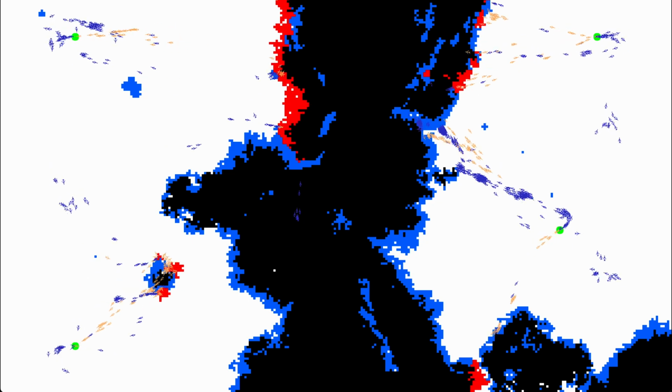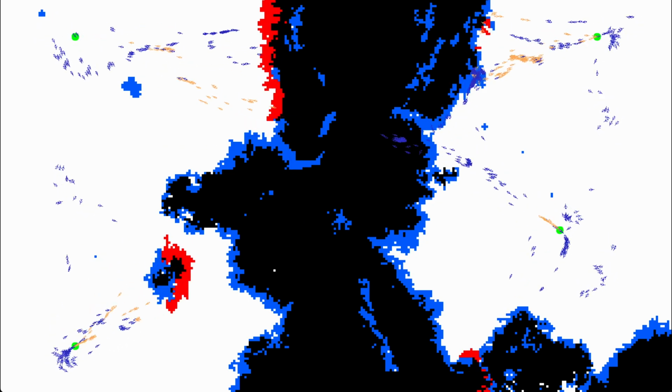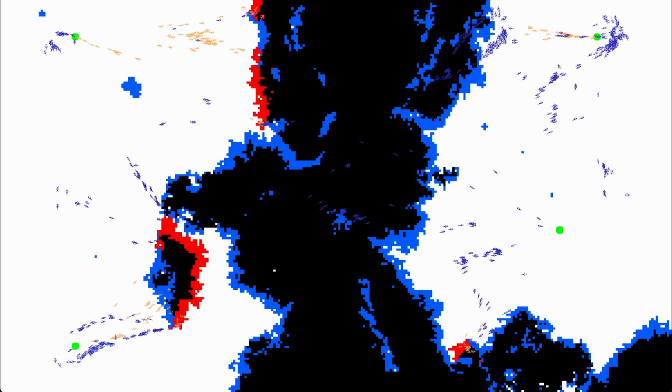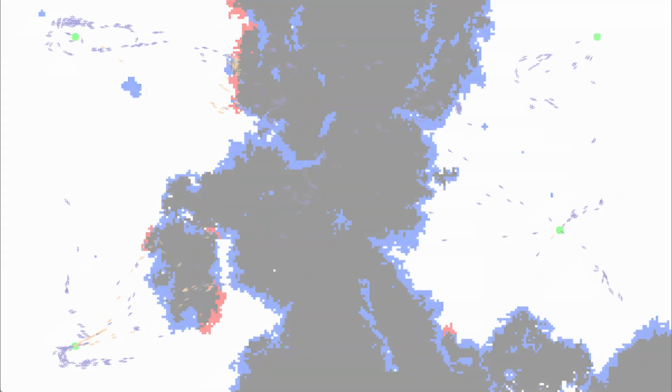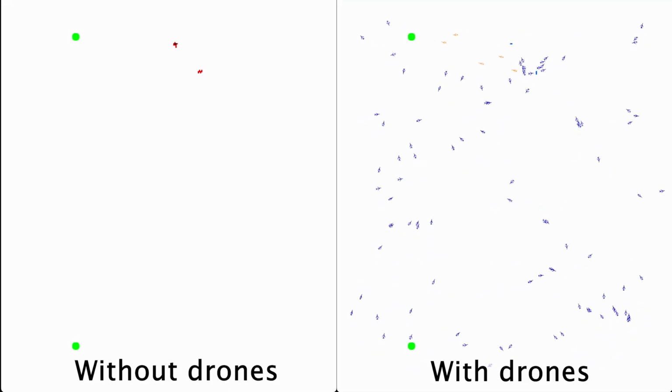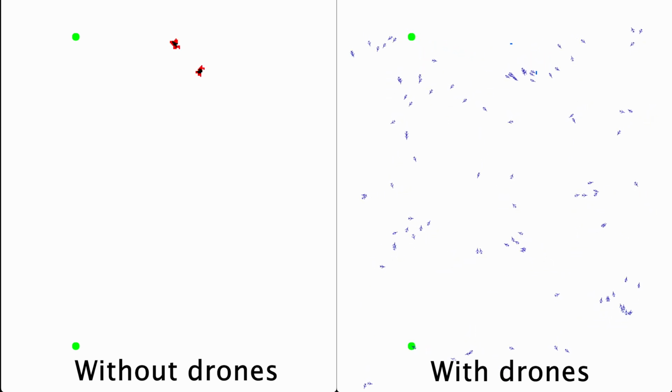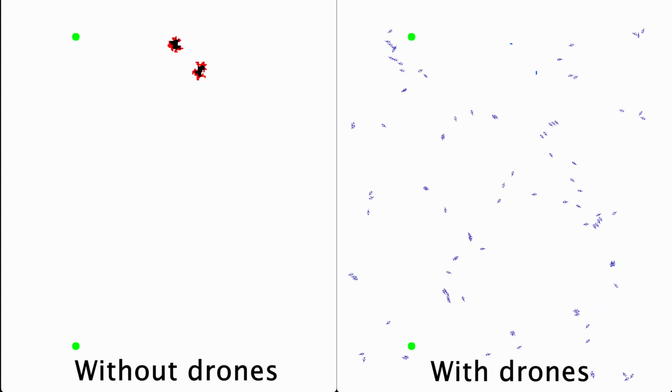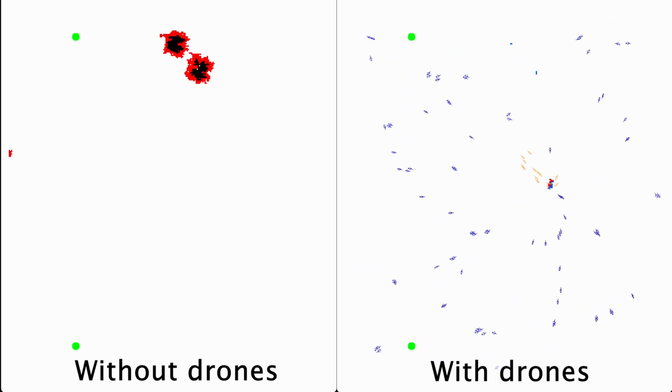In the end, we have a simulation that shows drones working together to put out a fire, but really this could be any target, like an emergent threat or opportunity. Looking at a side-by-side view, we can see how effective the drones are at stopping the wildfire compared to the scenario on the left without drones.